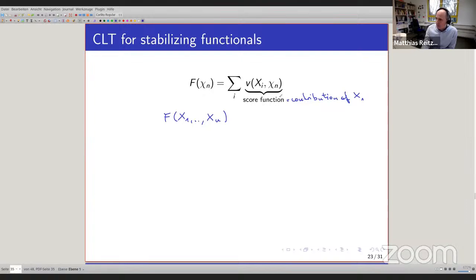And in our particular case, if we're interested in the number of vertices, I just check for each of the points x1, x2, x3, whether it's a vertex or not. And if it's a vertex, then the score function is equal to 1. And if it's not a vertex, then the score function is equal to 0.